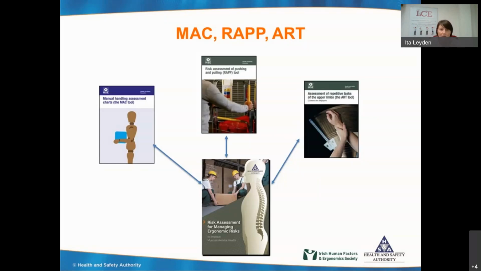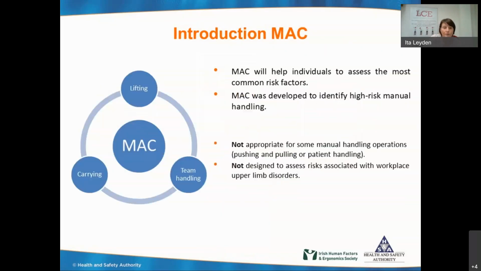As the name suggests, the MAC is aimed at general manual handling activities. The RAP is aimed at activities that involve pushing and pulling. And ART is the tool that should be used for repetitive actions or movements of the upper limbs. And as Frank would have mentioned, you have worked examples of these as well in the recent HSA publication, Risk Assessment for Managing Ergonomic Risks, which again, there are links to and you can download.